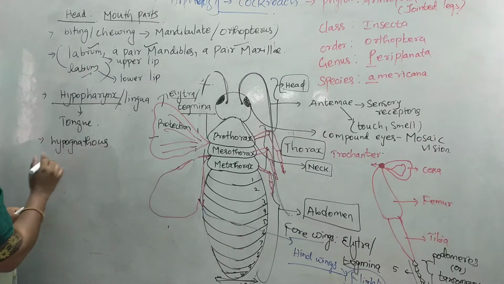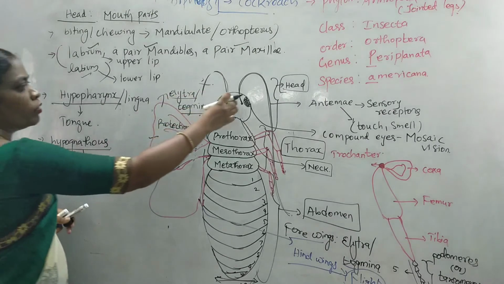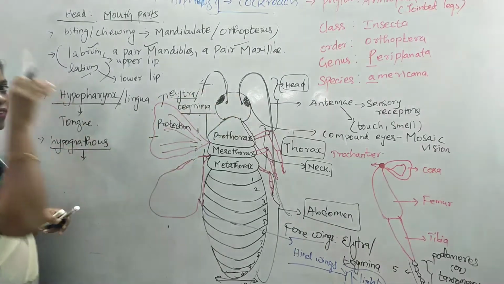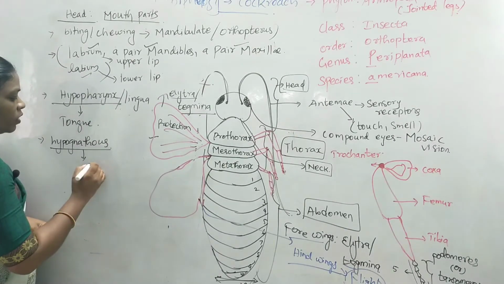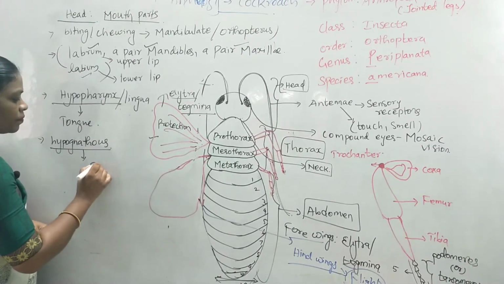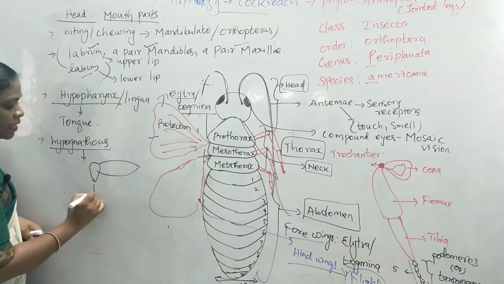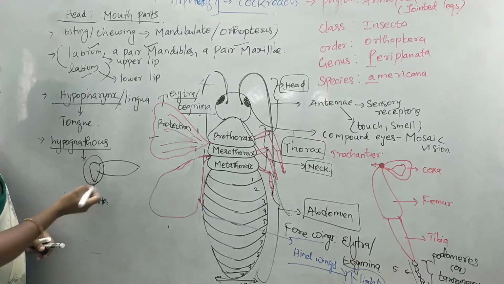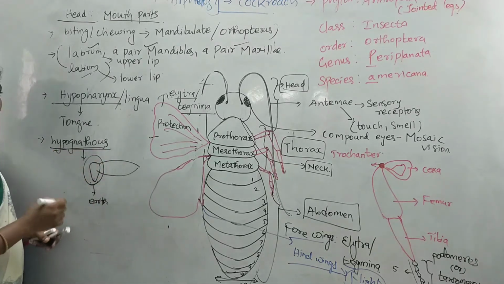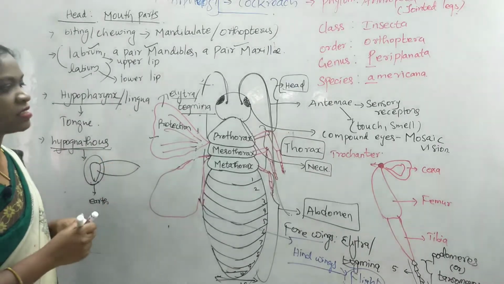This organism has a hypognathous type of mouth part. What is the meaning of hypognathous? The mouth part of the organism is facing towards the earth's surface. Imagine the head of the organism, this is the body of a cockroach. The head or the mouth region is facing towards the earth's surface. So this type of arrangement is known as hypognathous. So cockroaches are hypognathous type of insects.